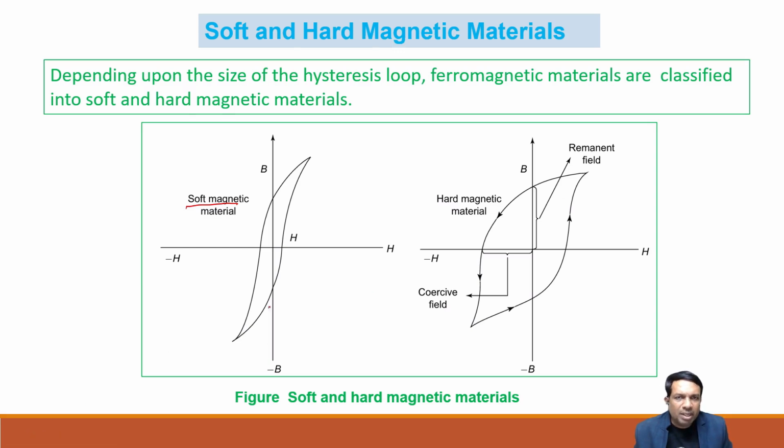What is remnant field and coercive field, all those things we studied in the hysteresis curve. Just refer to that video if you require more information on how these loops are formed. Here we classify the materials based on hysteresis loop area as hard magnetic materials and soft magnetic materials.